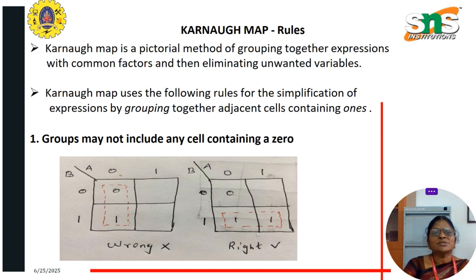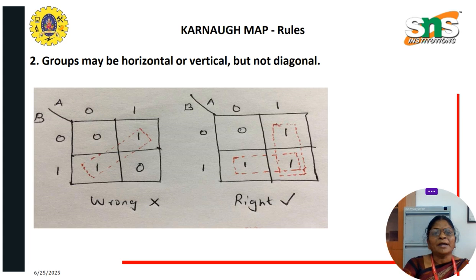These are some rules which are used for the simplification of expressions by grouping together adjacent cells which contain ones. So we can group the adjacent ones like pair, quad and octet. So the first one is groups may not include any cell containing a 0. Only the cell which consists of a one can be grouped. And next, the groups may be horizontal or vertical but not diagonal. So you can see here the groups on the right side are horizontal and vertical. Likewise you can group, but diagonal is not allowed as shown on the left side.